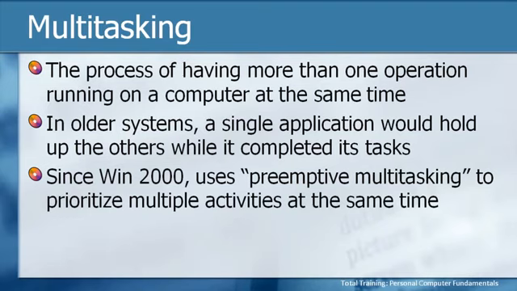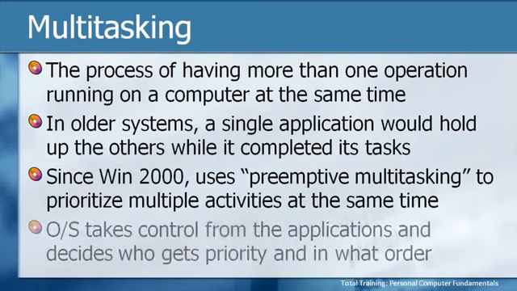Since Windows 2000 in the computer world, we've had something called preemptive multitasking, and I love that. That means to prioritize multiple activities going on at the same time. The way that this happened is with Windows 2000 and everything after, we let the operating system take control from the applications and decide who gets priority and in what order. This is basically what you do at home.